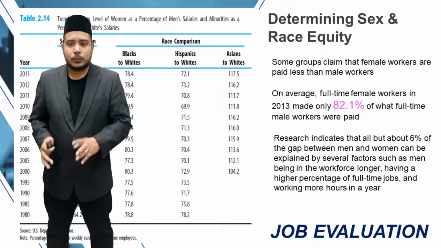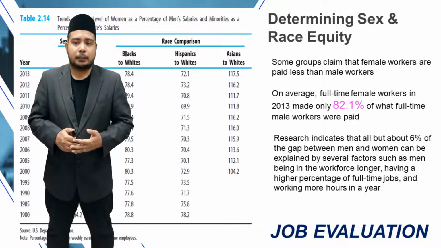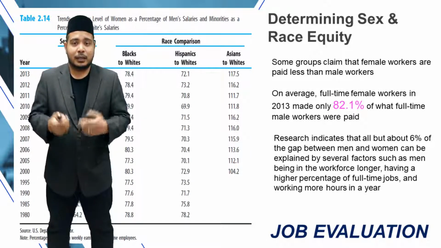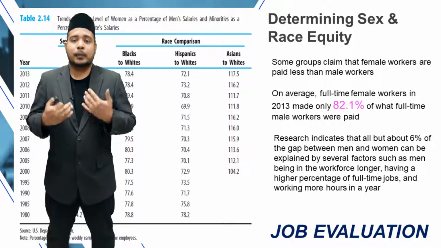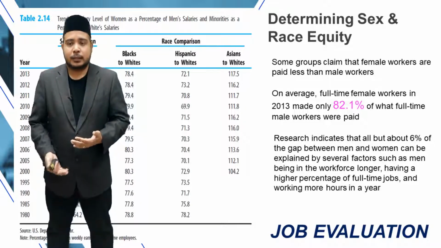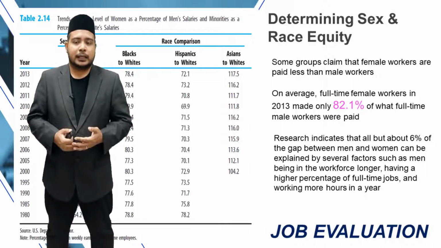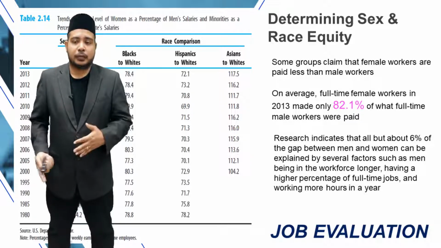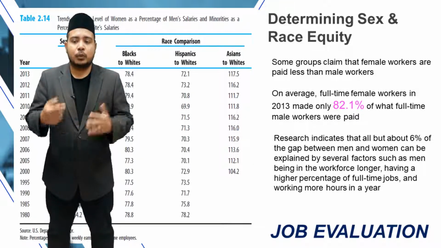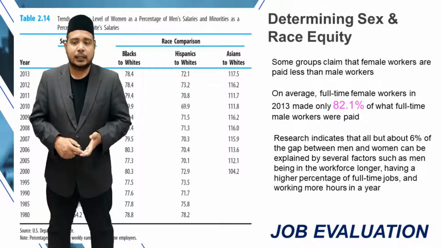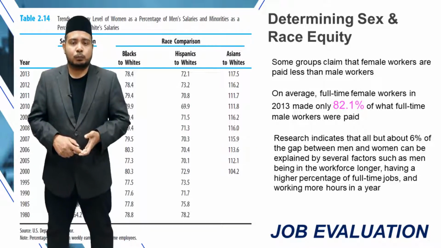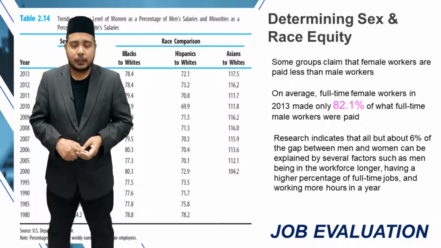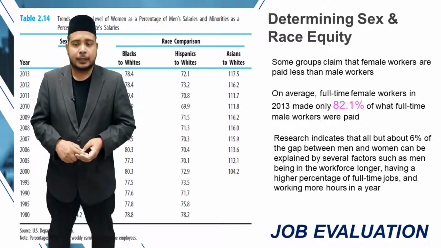Why has determining sex and race equity become an issue? Some groups claim that female workers are paid less than male workers. Remember, this issue is not only in Malaysia, though people in Malaysia believe the same; it has been raised in the United States. Research has found that on average, full-time female workers in 2013 made only 82.1% of what full-time male workers were paid.